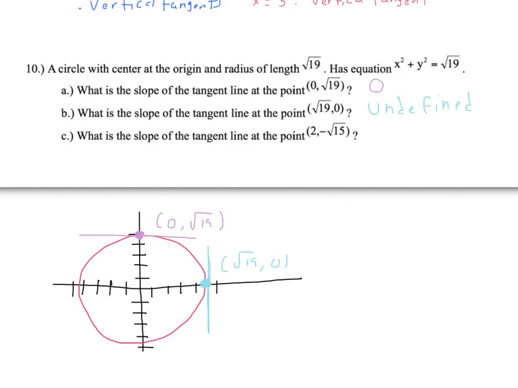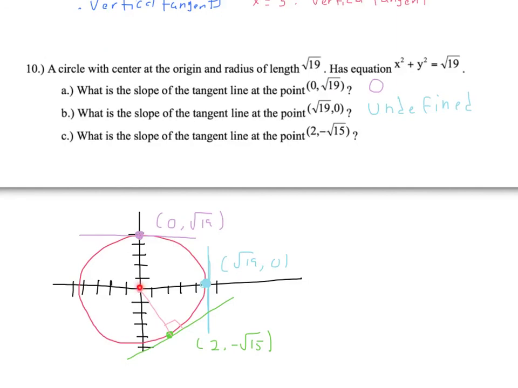And lastly, the point positive 2, negative square root of 15, and we're thinking of that tangent line. So if this is the point 2 comma negative square root of 15, I don't know the slope of that line, but what's fortunate is that since we know the coordinates of that green point and we know that this is the origin, if we drew in this peach line, because the green line is tangent to the circle, this would form a right angle, or the lines would be perpendicular. Perpendicular lines have opposite reciprocal slopes.